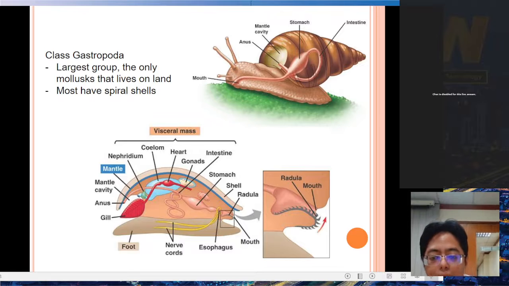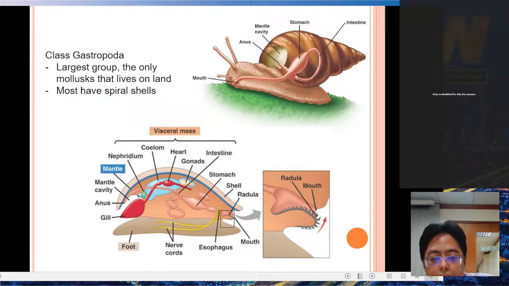So how do they look inside? They have all the organs. This is the mouth, and then they have stomach, intestine, and then all the way to the anus. And then they have the gills on the back, and then the heart. Okay, and then they also have the nephridium as a kidney, and a coelom. Okay, and then they also have nerve cords right here.